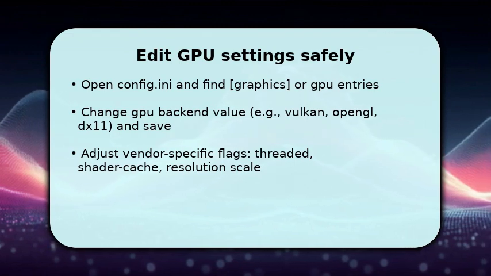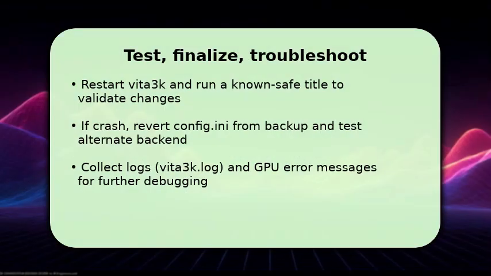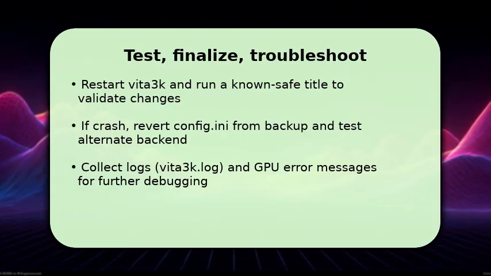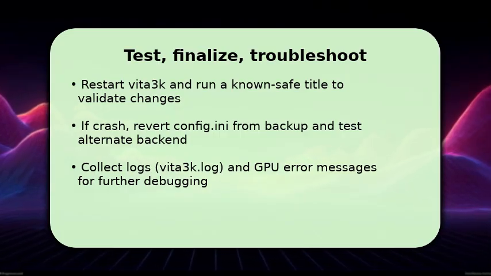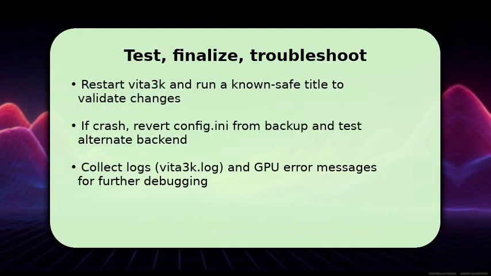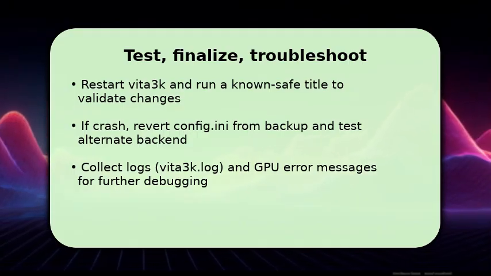You finish by testing and troubleshooting. Restart Vita3k and load a simple, known working title to validate the new GPU backend and flags. Observe performance and graphical anomalies. If the emulator crashes or stutters, immediately revert config.ini from your backup and try an alternate backend or toggle threaded rendering.